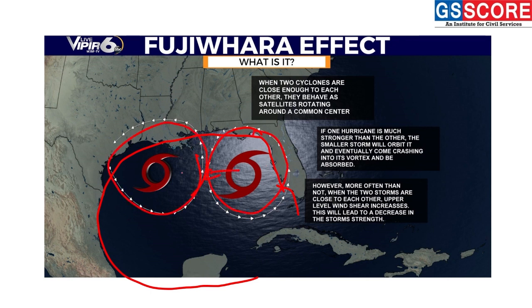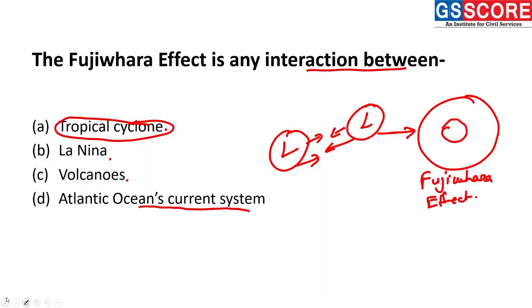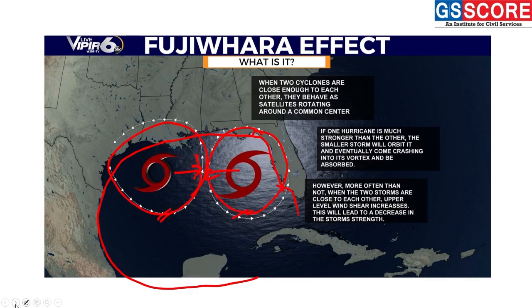And they were moving towards each other, and they merged to become a stronger and bigger cyclone. So these are the two cyclones present; this effect was seen in the USA region. Now, the answer for this question is a tropical cyclone.